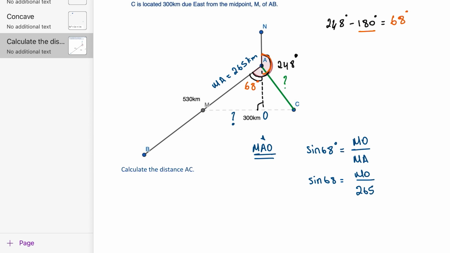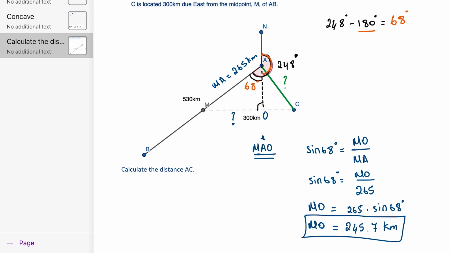Using our algebraic skills, MO is equivalent to 265 times sine of 68 degrees. The side MO will be 245.7 kilometers. That's the side MO.